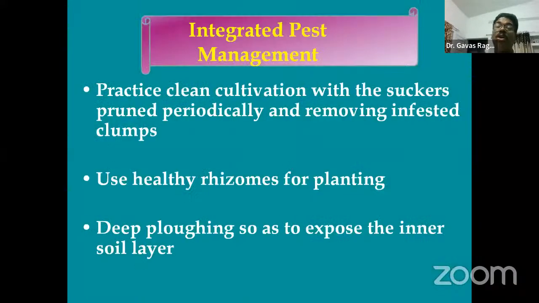So how to manage? For managing this rhizome weevil, we have to practice clean cultivation.